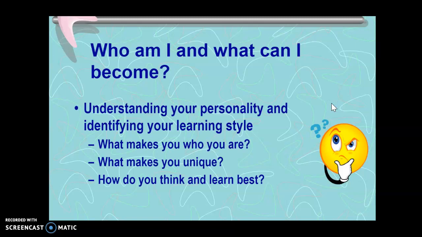Okay, so who are you? What can you become? We've already started talking about this a little bit because we've talked about your interests, we talked about your values, and we've talked about your attitudes. And just to review, interests are the things that you enjoy doing. It could be the people that you enjoy being with. It could be the things you like to do. It could be data. There's 4 different categories.